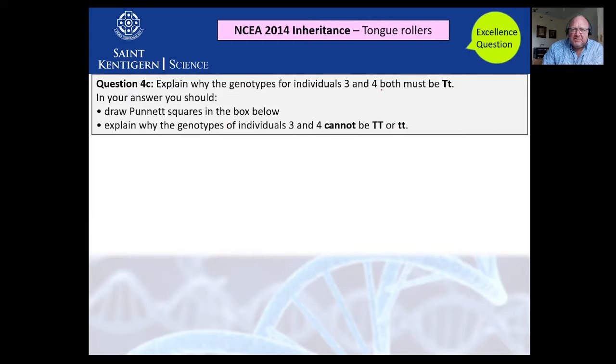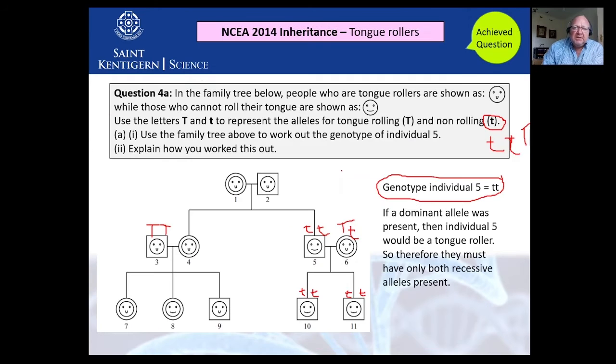Explain why the genotype for individuals 3 and 4... Oh, sorry. In your answer, you should explain why it cannot be that. So they have to be heterozygotes. They cannot be homozygotes. Okay, so we're going back to this. So I made a mistake there. This has to be a little t, and this has to be a little t according to what they said.